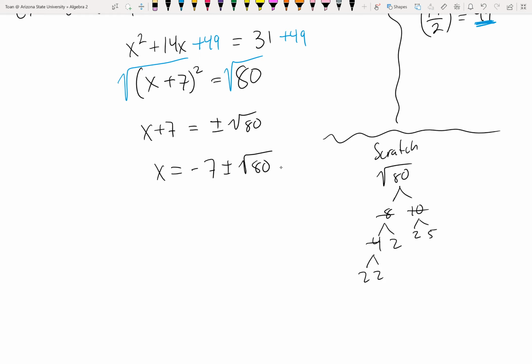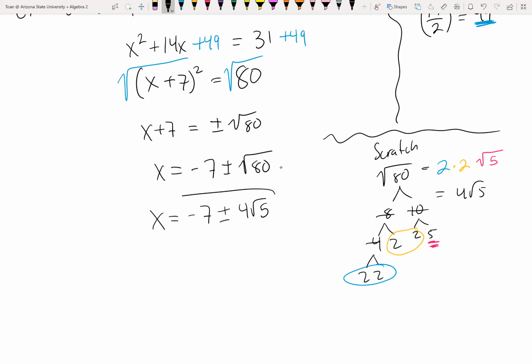Actually, let me color code this. I got some doubles here. So that equals a 2. I have another double here. So that's a 2 times a 2. And I do have this 5 that's left over, so that's inside the radical. So altogether, this is 4 radical 5. So my final answer would be negative 7 plus or minus 4 square roots of 5.